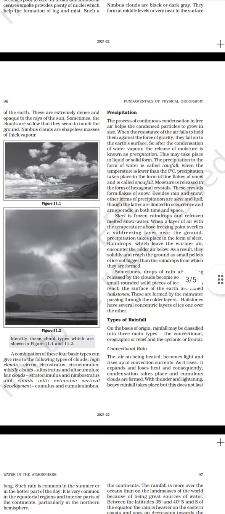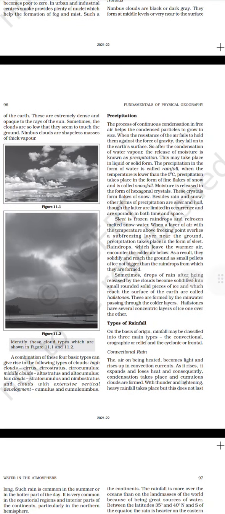Precipitation. The process of continuous condensation in free air helps the condensate particles to grow in size. When the resistance of the air fails to hold them against the force of gravity, they fall onto the Earth's surface. So, after the condensation of water vapor, the release of moisture is known as precipitation. This may take place in liquid or solid form. The precipitation in the form of water is called rainfall. When the temperature is lower than 0 degrees C, precipitation takes place in the form of fine flakes of snow and is called snowfall.